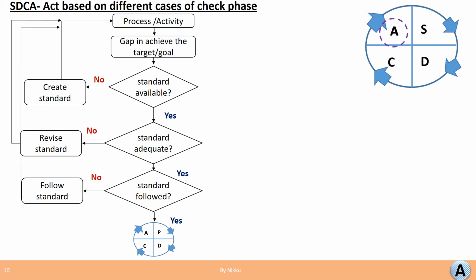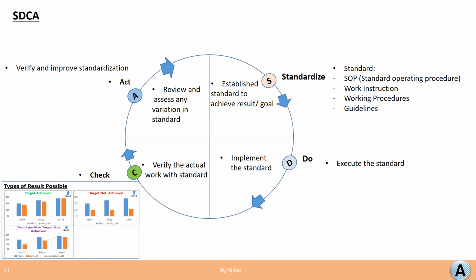But even after following the standard, if we are not able to achieve the result, then go for the PDCA approach. Then do the improvement based on the PDCA cycle, revise the standard, fix the standard, then again continue the process and activity based on SDCA. So the SDCA cycle or SDCA approach has 4 phases, that is standardize, do, check, act.